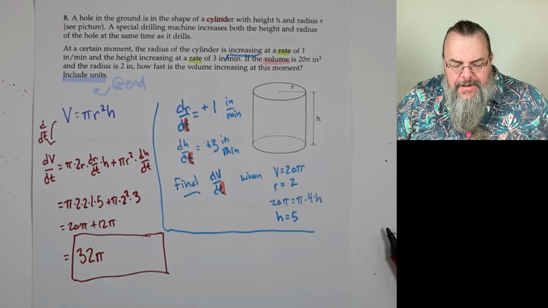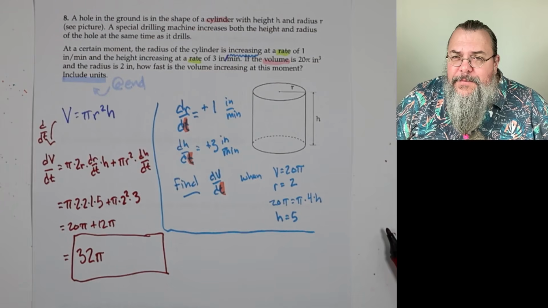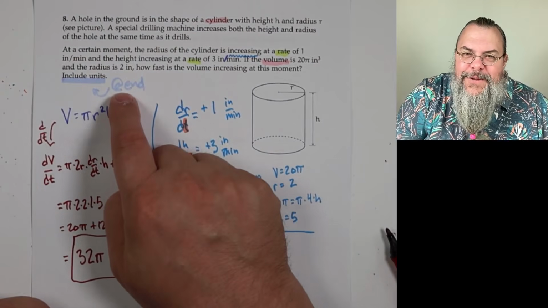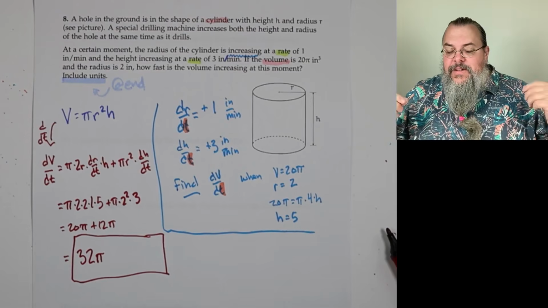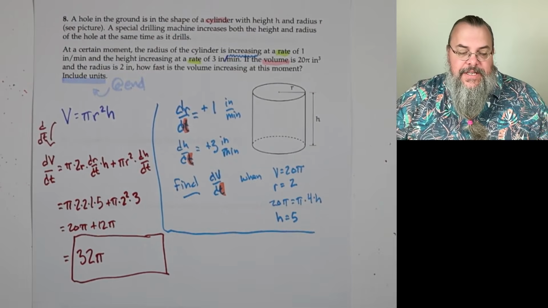But wait, that's an unusually large amount of space left for an answer. Did we forget something? There was something we said we'd do at the end. We need to include our units. So, how do we figure it out? Well, here's the easiest thing.